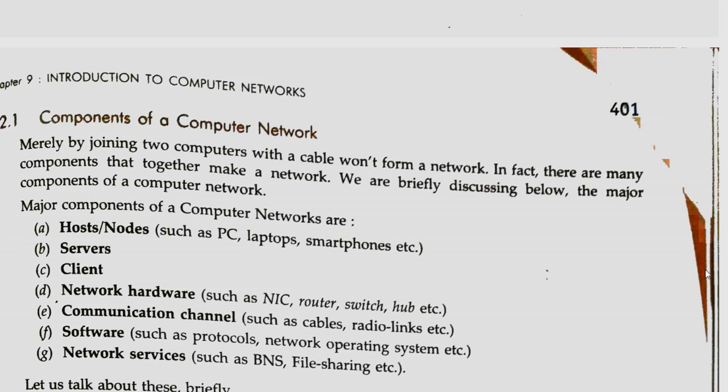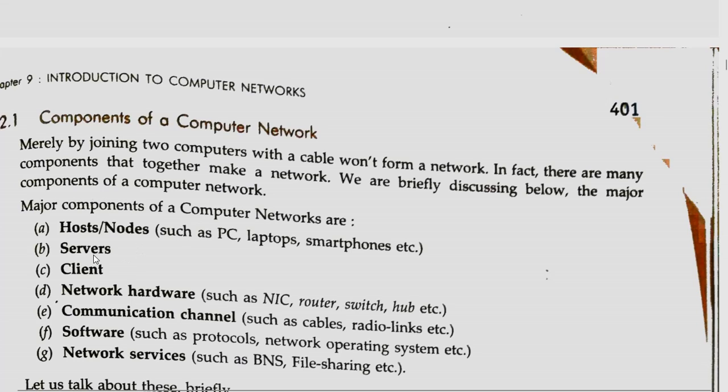Now let's see what are the major components which are going to create a good computer network or a promising computer network. Okay, which can fulfill all its advantages. Now see, major components are the hosts slash nodes such as PC, laptops, smartphones, etc. Okay, so these different single systems are termed as hosts, as well as they are also known as nodes.